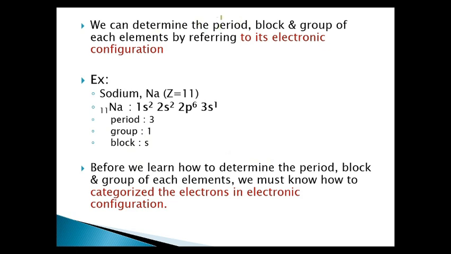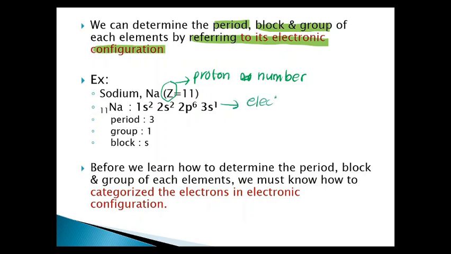As the learning outcome said, we can determine the period, block, and group of each element by referring to its electronic configuration. For example, we have sodium. Sodium with the proton number, so Z, again, I remind you, Z is the proton number, of 11. So, this is the electronic configuration of sodium. Okay. So we're gonna fill it according to the rules that you have learned back in chapter 2.